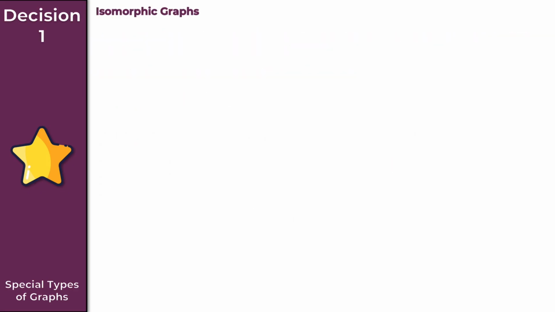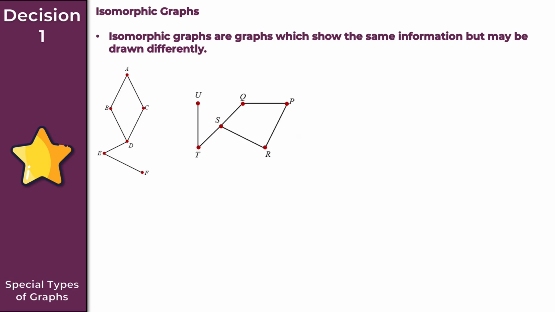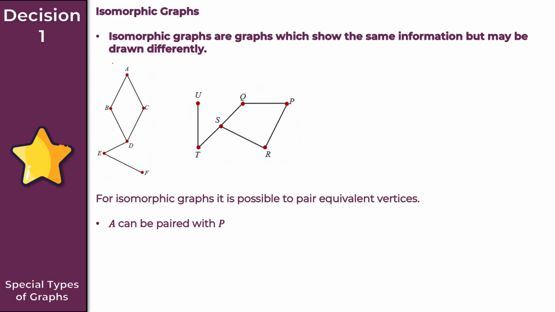And now for the very last type here, we have isomorphic graphs. Now, isomorphic graphs are graphs which show the same information but may be drawn differently. So what I've got here is 2 different graphs, but these 2 graphs here are actually isomorphic. So these are isomorphic graphs. So for isomorphic graphs, it is possible to pair equivalent vertices. So in this case here, A can be paired with P. Notice that in this case here, they both have order 2.